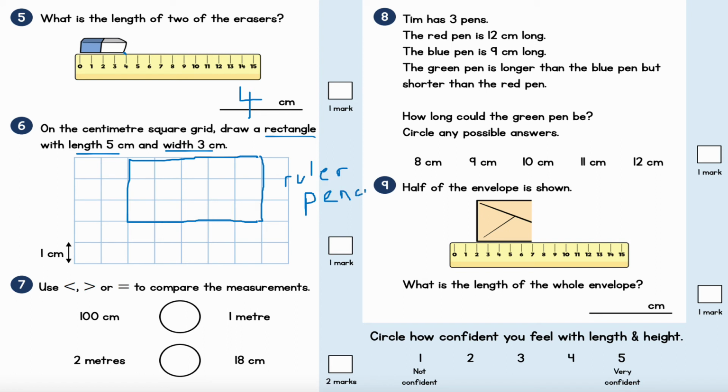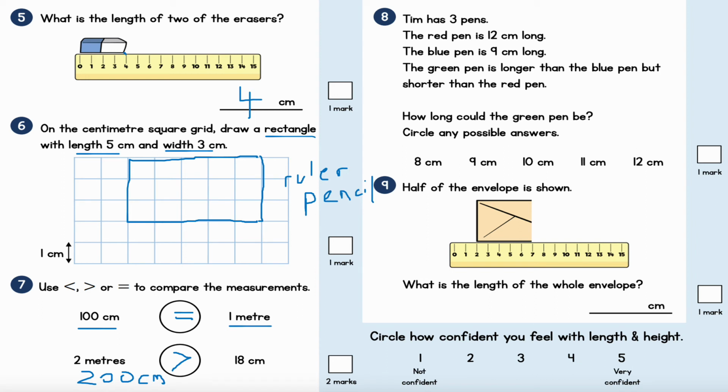Okay, but the rest of the questions, obviously, we are answering in pen or pencil. This is question number 7. Use less than, greater than, or equal to compare these measurements. 100 centimeters and 1 meter, they're actually exactly the same. So that's going to be an equals there. 2 meters is greater than 18 centimeters because that's the same as saying 200 centimeters. Now, by definition of place value, 200 is bigger than 18.